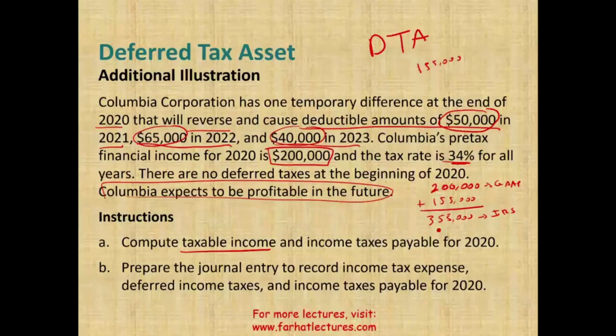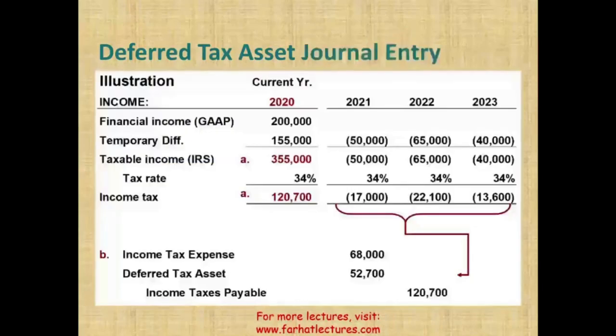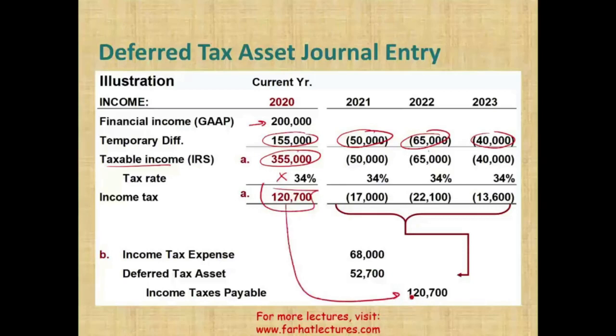Once I find my taxable income, 355, I'll take 355 times 34% to find my income taxes payable. So let me show you this. GAAP was 200,000. My future deduction amounts of 50, 65, and 40 equal 155. 200 plus 155 equals 355. I take 355 taxable income times the tax rate, and that gives me my income taxes payable right here: 120,700. Now, in future years, 2021, 2022, and 2023, I'm going to have more deductions. So the 155 will reverse.